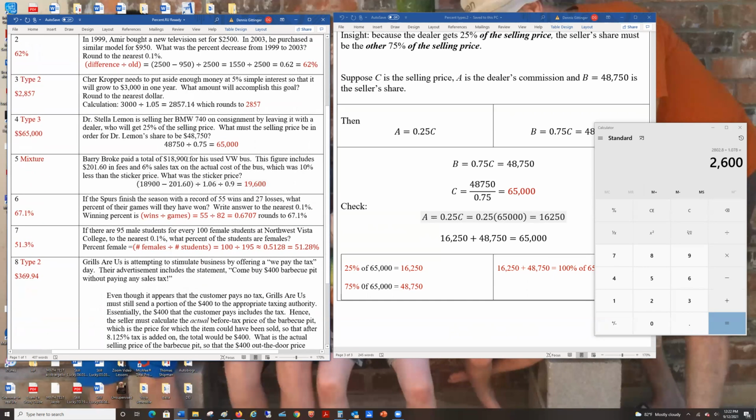The $18,900 was the out-the-door price, and it includes $201.60 in fees, 6% sales tax on the actual cost of the bus, and the actual cost was 10% less than the sticker price. There's a lot of information in here, and it's all important. We want to get the sticker price. The first thing we have to do is subtract the fees, which are not taxed.